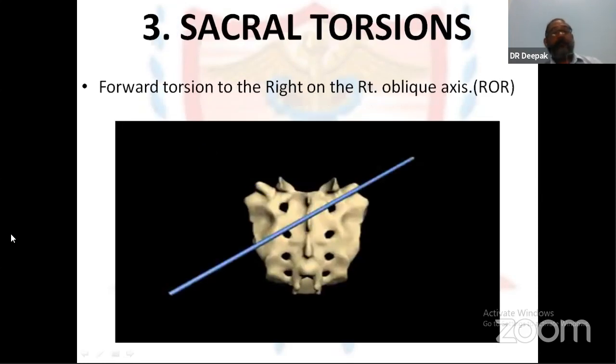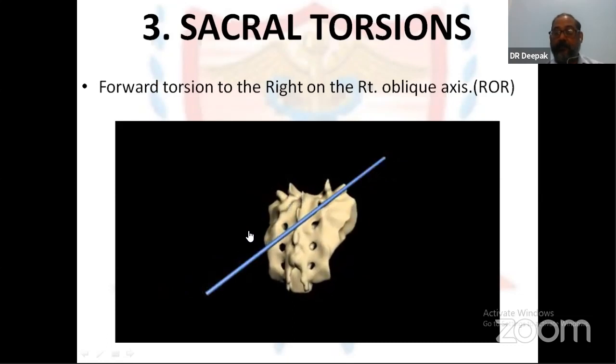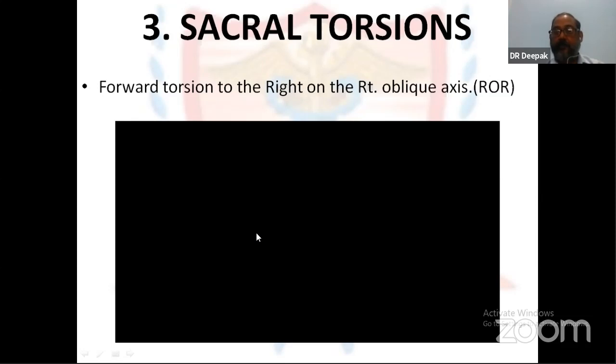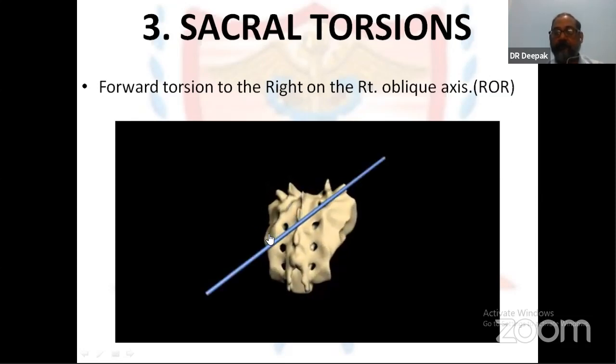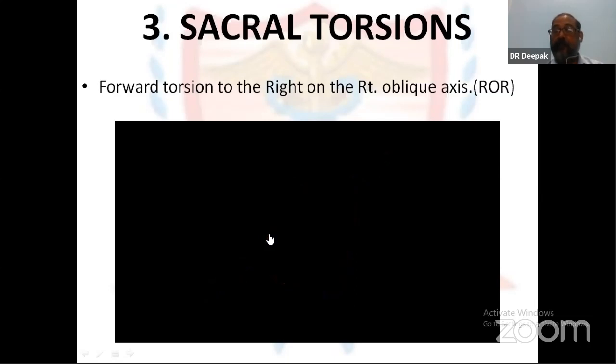Second one is the forward torsion to the right on the right oblique axis. Previously it was on the left oblique axis, this is on the right oblique axis. Right torsion, forward torsion to the right on the right oblique axis. Okay, look once again. The sacrum is moving in the forward direction on the right side on the right oblique axis.